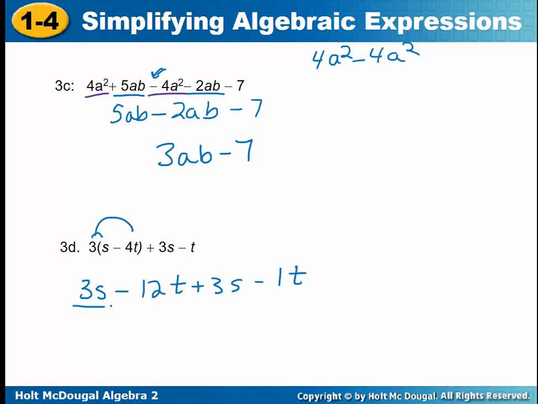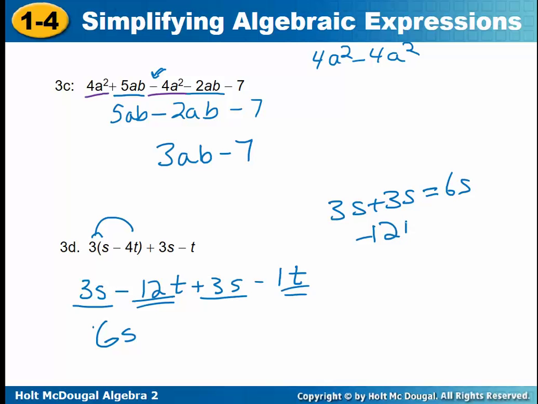This time we have 3s plus 3s, and then we have negative 12t minus 1t. Okay, so we have 3s plus 3s. You can do this off to the side if you want. That's 6s. So I'm going to have a 6s, and then I have a negative 12t minus a 1t. They're both negative, so I'll get negative 13t. And there's my final answer.